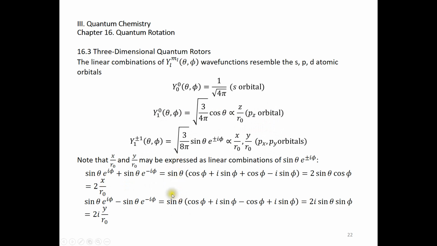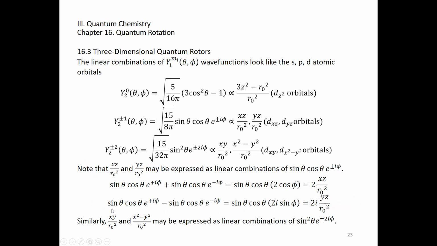Over here, it's just mathematical proof. We can just express x over r naught and y over r naught as linear combinations of these two complex functions. We can sum up these two complex functions. I sine phi cancel. Alright, and then we get 2 times sine theta times cosine phi. It's proportional to x. We can take the difference between these two. Alright, so the difference over here, we expand them. It's just Euler's formula or Euler's equation. Cosine phi cancel. And then we get 2I sine phi in the parentheses. And the result is proportional to y.